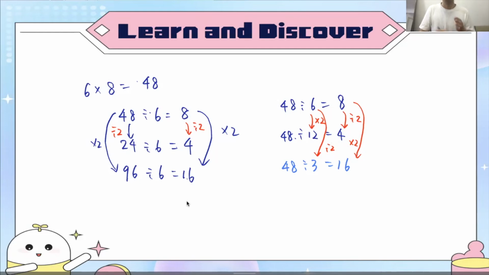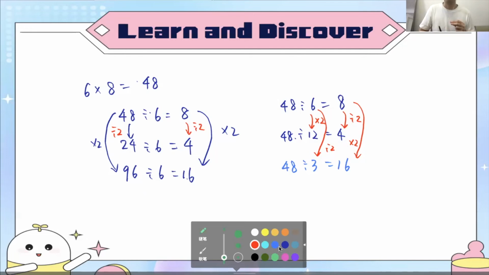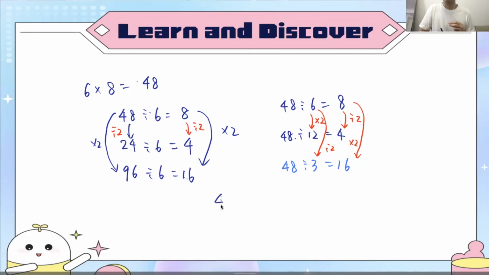Okay, and if I want to do one more, I will write down this 48. This time I don't use 48 divided by 6. I will use 48 divided by 8. We will have 6. And this time I will do some change on both numbers here. Maybe I will change to 96 divided by 16. What is the result?